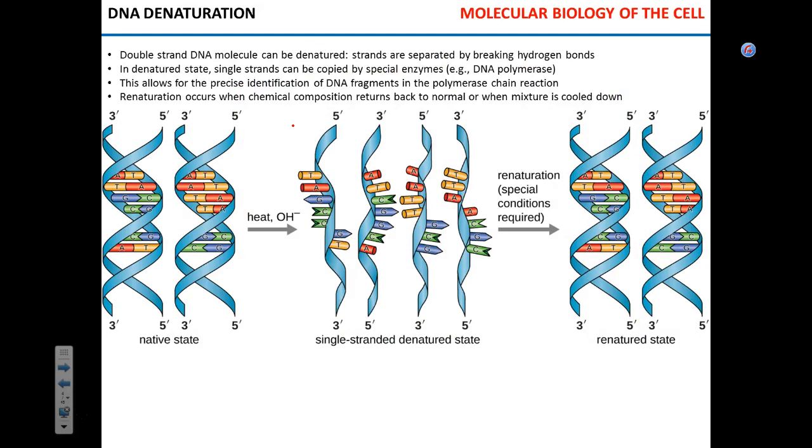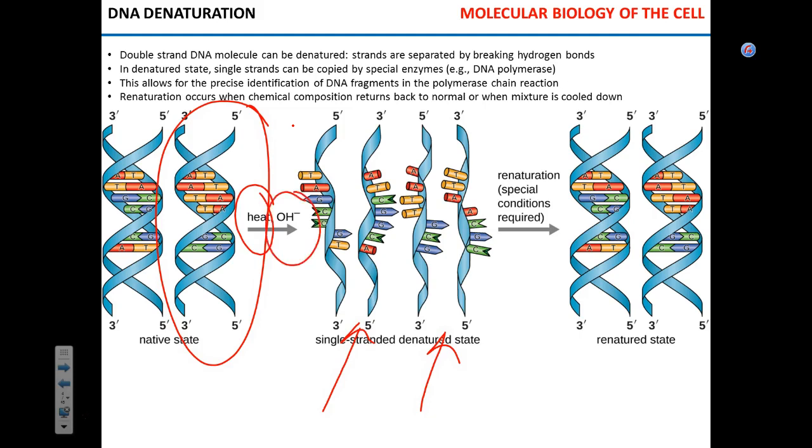DNA can be denatured. This is what I meant when I said unzipped. So this double-stranded molecule of DNA can be separated, the strands can be separated, by applying heat or increasing the pH of the solution. Why is it important? The isolated strands can be copied by special enzymes. Say DNA polymerase can amplify such a strand and make an extra copy.